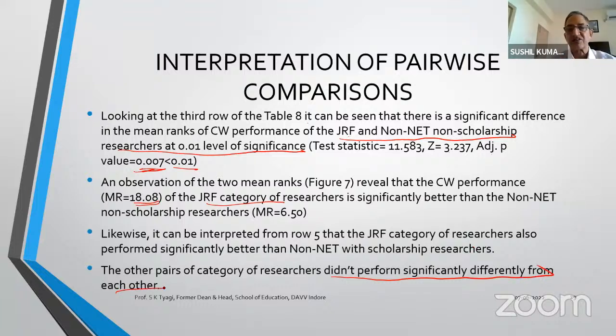So out of 6 comparisons, 2 pairs show significant differences, and 4 pairs do not show significant differences. What are the 2 pairs? One pair is GRF is better than non-net, non-scholarship. Sorry, this is our first one. The second is GRF is better than non-net with scholarship.